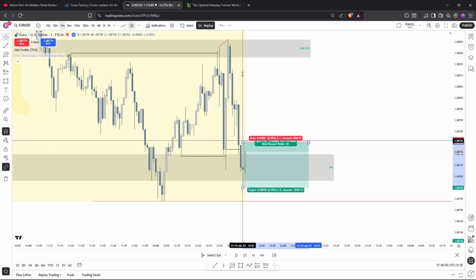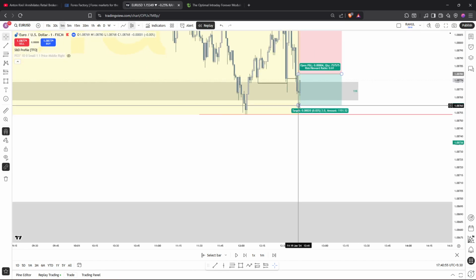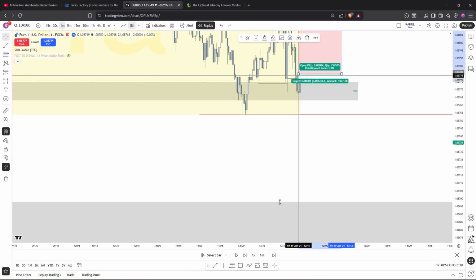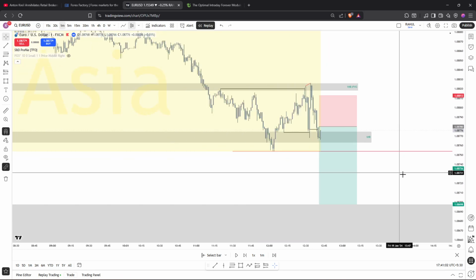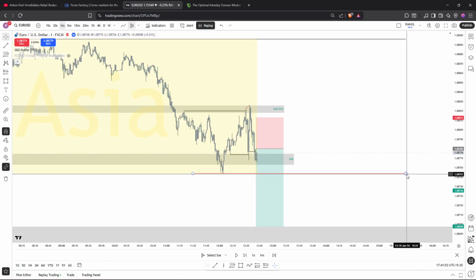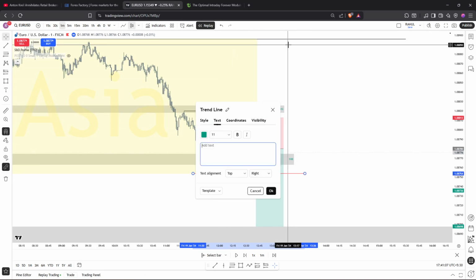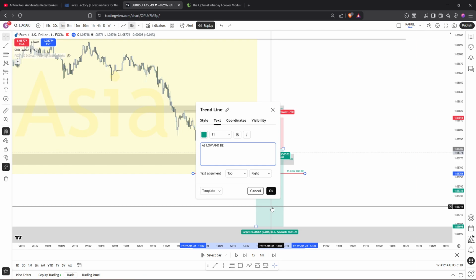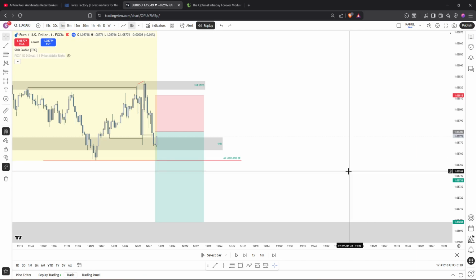Stop loss will be 75. My Asian low, the Asian low, will be the break-even point.